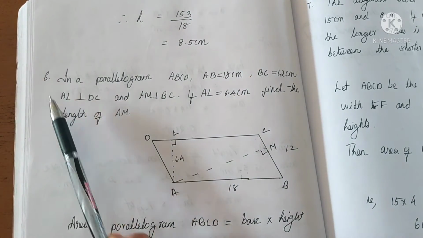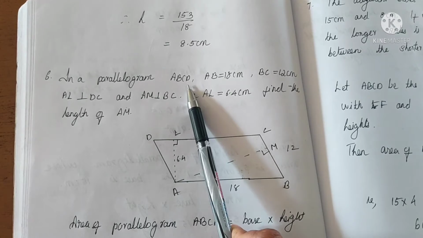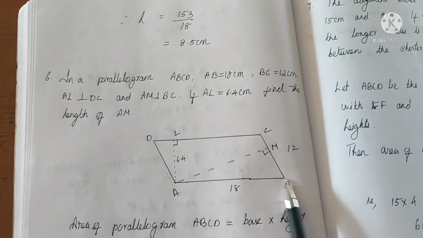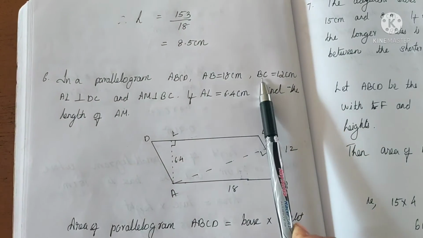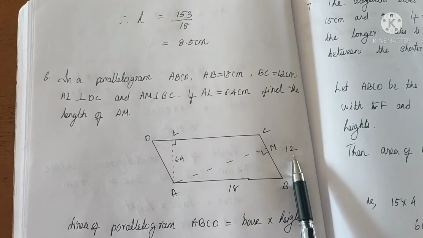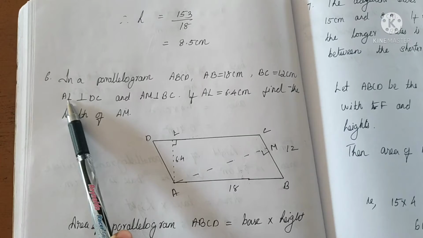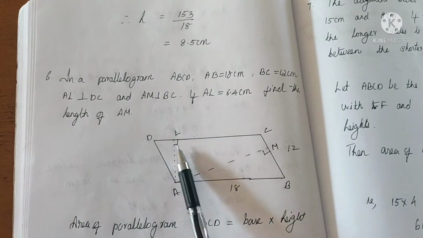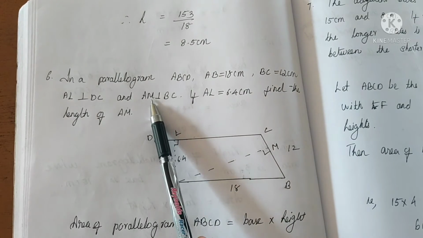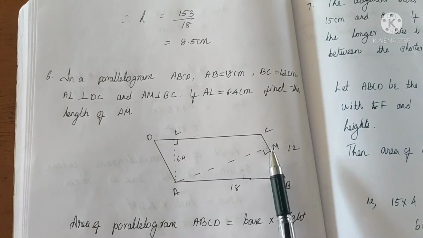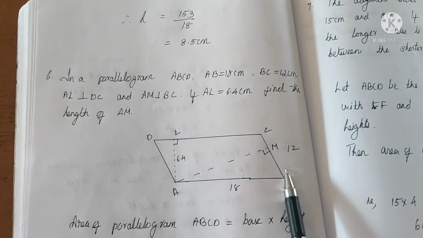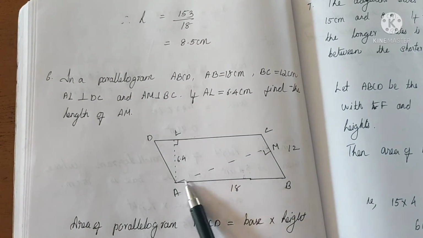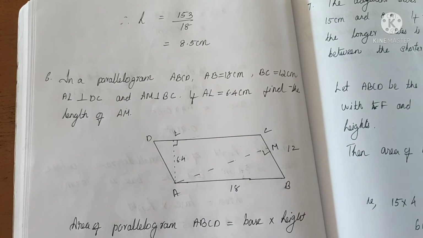Come to question number 6. In a parallelogram ABCD, see ABCD is the parallelogram. AB is 18 centimeter, BC is 12 centimeter, AL perpendicular to DC. This is AL, which is perpendicular to DC, and AM perpendicular to BC. Okay, here. Find the length of AM. This perpendicular AM we have to find.